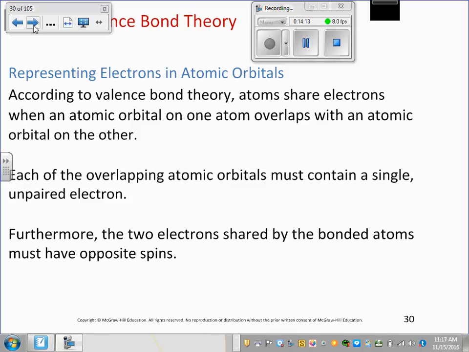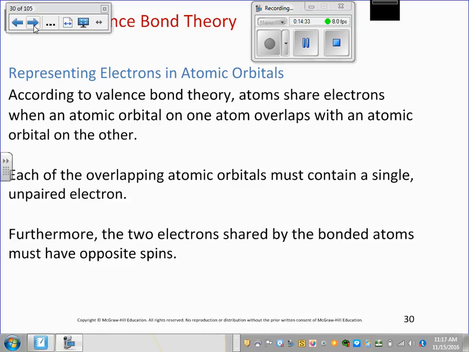The valence bond theory: atoms share electrons when an atomic orbital on one atom overlaps with an atomic orbital on the other. Each of the overlapping orbitals contains one unpaired electron. The 2 electrons shared by the bonded atoms must have opposite spins.